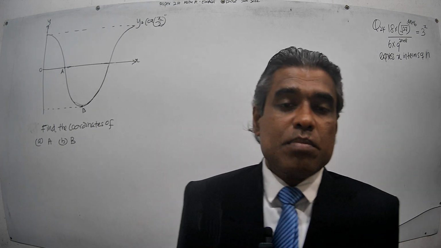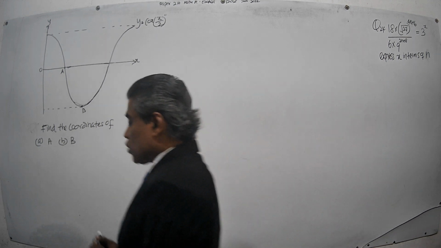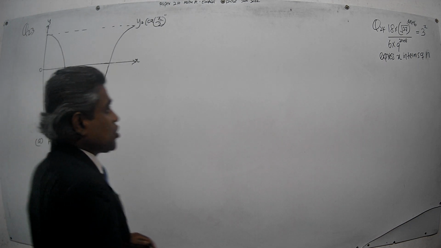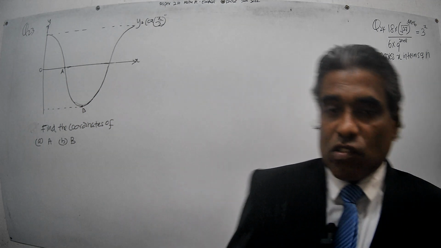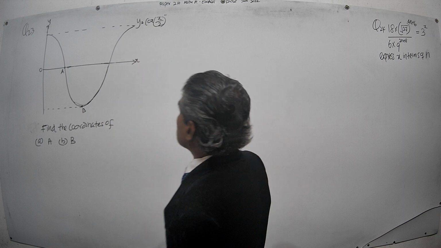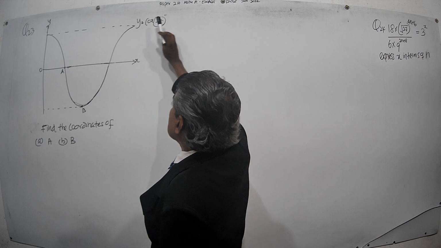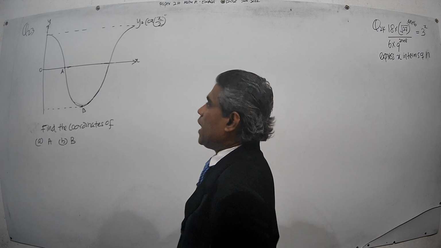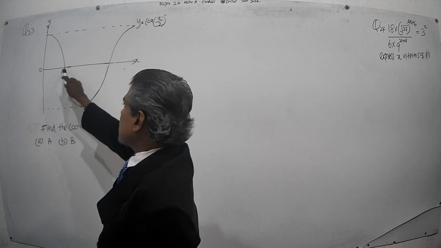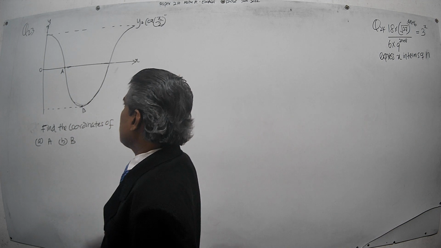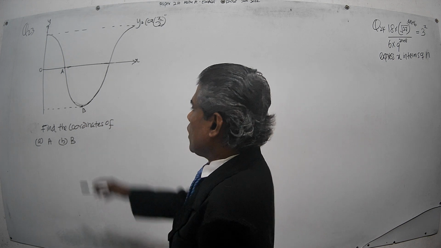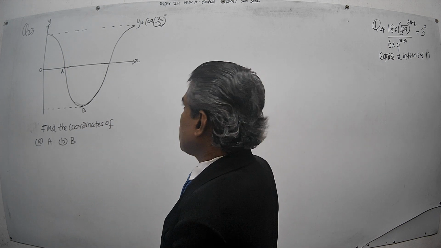Right, now in this paper we have discussed 22 questions. Today we will discuss from question 23. Question 23 gives a cos graph. The equation of the graph is y equals cos x over 2. There is the intersection point of the cos graph and the x-axis, A, and a minimum turning point of the cos graph, B. We are asked to find the coordinates of A and B.